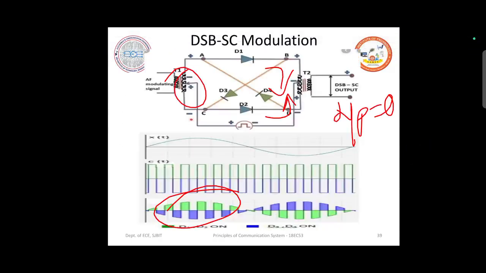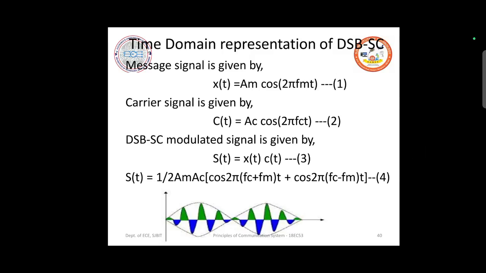Okay, so what is the time domain representation of a DSBSC now? If the input is indicated as Am cos omega mt, or 2 pi fm t, for a single tone, and if the carrier is Ac cos omega ct, the signal we obtain as DSBSC is the product of these two, which is 1/2 Am Ac [cos 2 pi (fc plus fm) t plus cos 2 pi (fc minus fm) t]. This is what you will get.